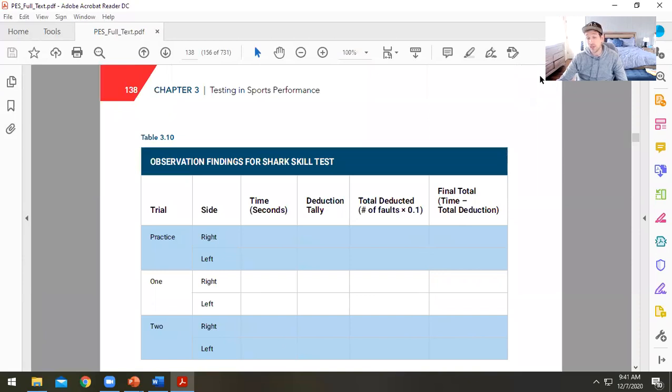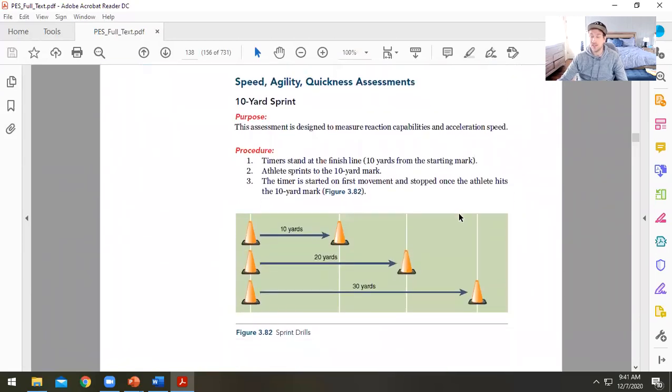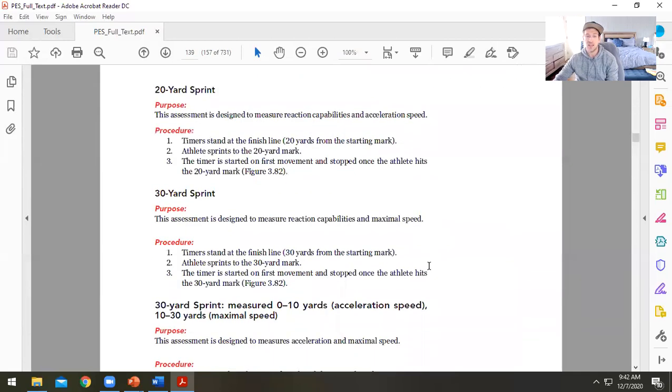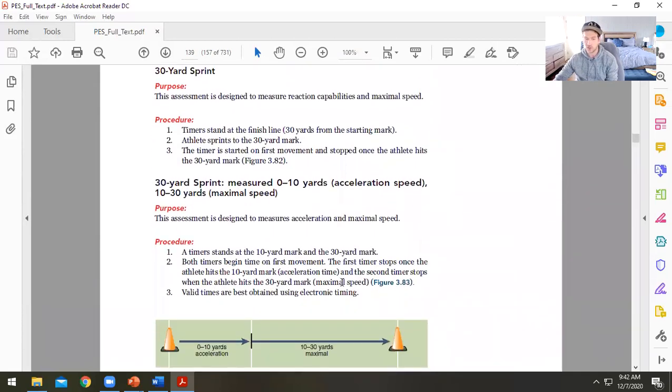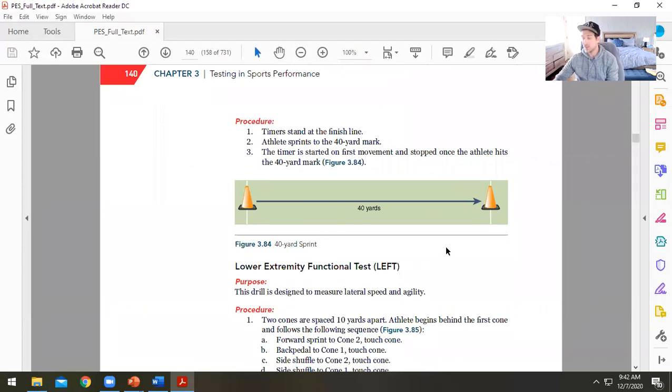All right, so there is a whole bunch of really fun assessments related to squatting, jumping, pushing, pulling, all that fun stuff. Then depending on what type of athlete you are training and what type of movements are particularly important for your sport, we've got some speed, agility, and quickness assessments. These are often the same as speed, agility, and quickness drills, but 10-yard sprint, 20-yard sprint, 30-yard sprint, and then, of course, there's the 40, sort of the king of sprinting events out there.